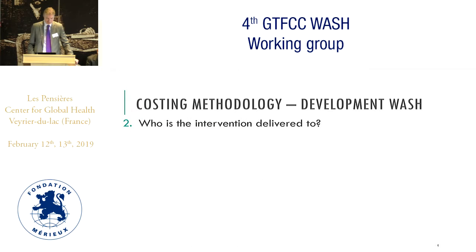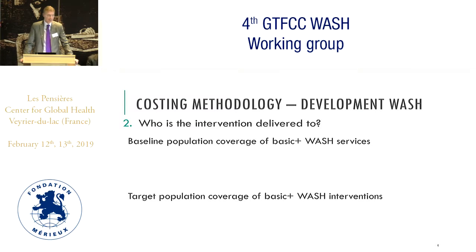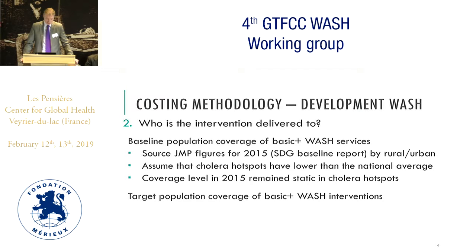So the second question is, who is the intervention delivered to? And there are two things we need to know. One is the baseline population coverage of basic plus WASH services. And the other is to know the population that we're targeting in order to achieve the goals. So in terms of the baseline, we used the JMP figures for 2015, broken down by rural-urban. We assume that cholera hotspots have lower than national average coverage. So we used a slightly convoluted methodology to reduce by an appropriate amount the coverage in hotspots because they have low WASH coverage. And because the latest data we have from the JMP is 2015, we felt it was quite realistic to assume that there has been little development in coverage levels in the last 3 years.